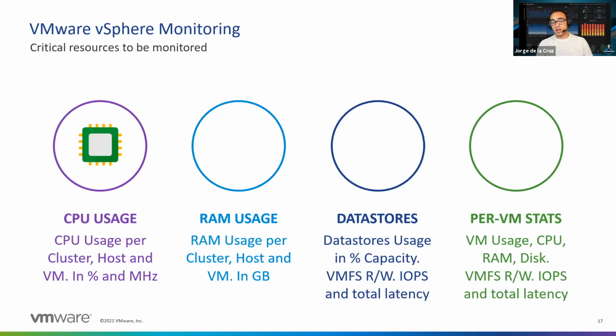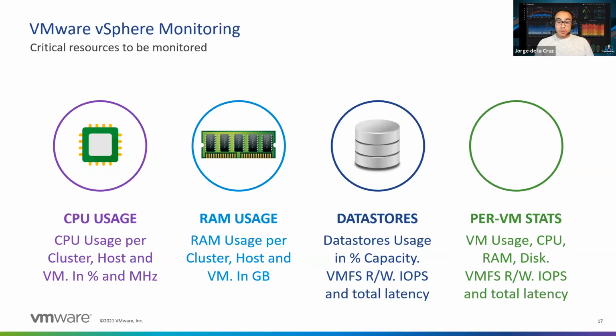I think on the latest dashboards I added in percentage as well. For the data stores, I'm pretty sure you want to see the usage in percentage for the capacity, and why not see the VMFS reads and writes, IOPS and total latency. That's something the Telegraf plugin gives you as well. Finally, I'm pretty sure you want to see per VM stats later on to see which VM is consuming more CPU, more RAM, more disk, and so on. So that's probably what you want to see.